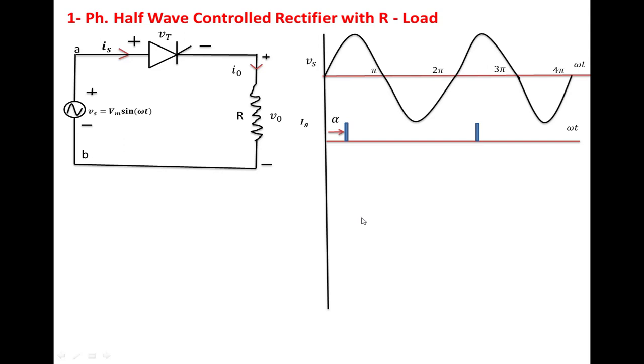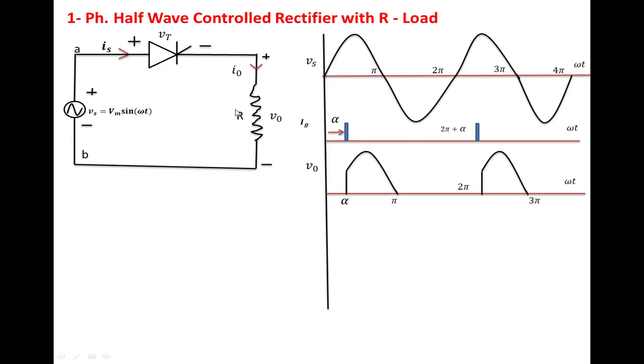Now we start developing the output voltage waveform from alpha. From 0 to alpha, no device is conducting, so the output voltage is 0. At alpha, the SCR is on. Once the SCR is on, the current passes from the source through the SCR and load and returns to the source. So the load voltage is equal to the source voltage. From this point you have to see how the input voltage changes up to pi.